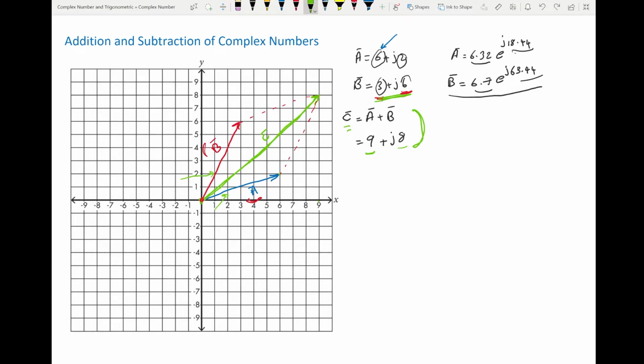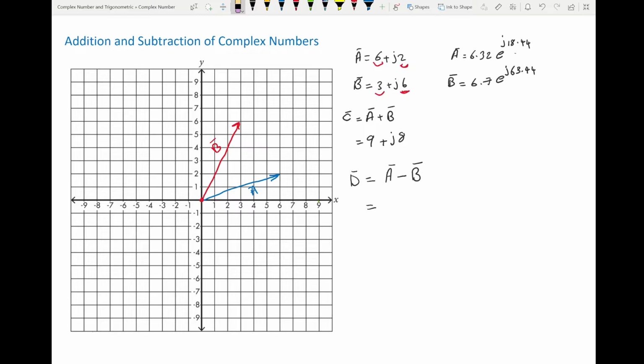All right, let's now do subtraction. So let's clean up. If I want to find vector D that consists of vector A minus vector B, then I can carry out the operation. So this will be A, 6 plus J2, minus B, which is 3 plus J6. So that will be 6 minus 3, that will be 3. J2 minus J6, that will be minus J4. And if I plot this vector, I move 3 units in the x-axis and then down 4 units. So that will be this vector.